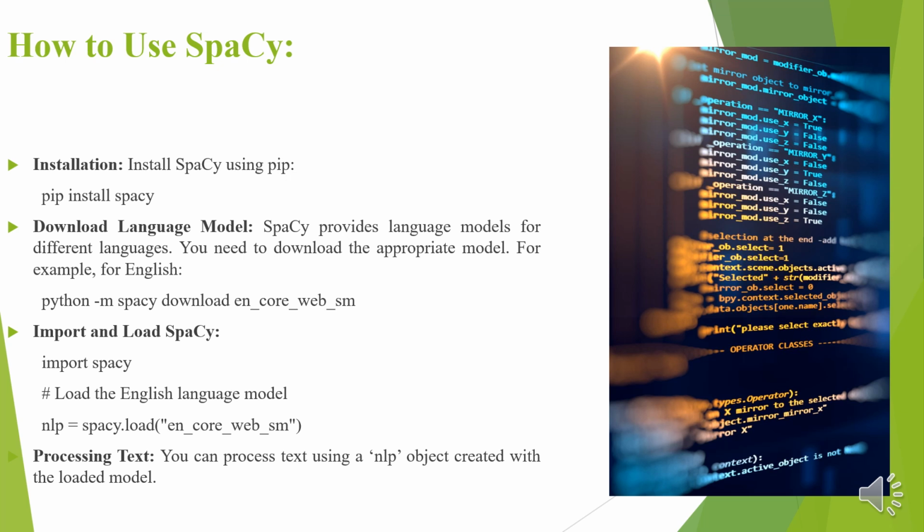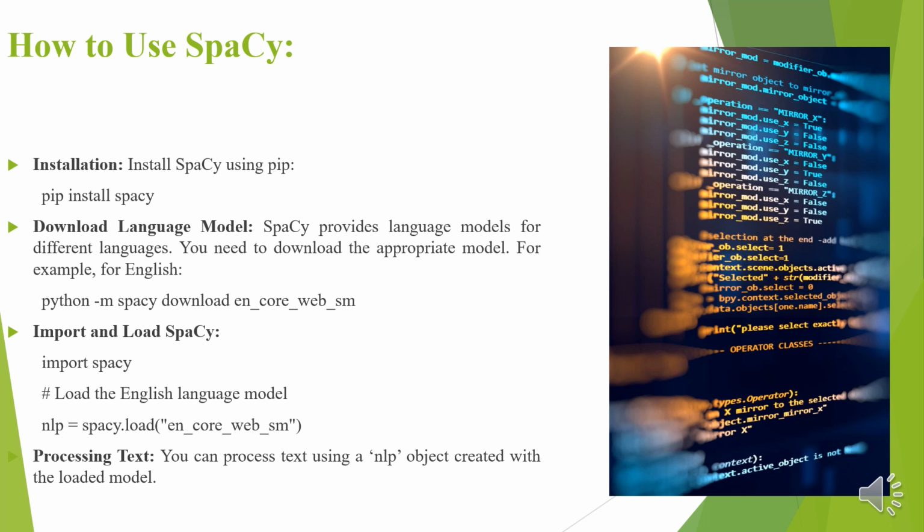Setting up SpaCy is very simple and requires just a few steps. First is installation. SpaCy can be installed using Python's package manager pip with the following command: pip install spacy. This ensures that all necessary dependencies are installed.